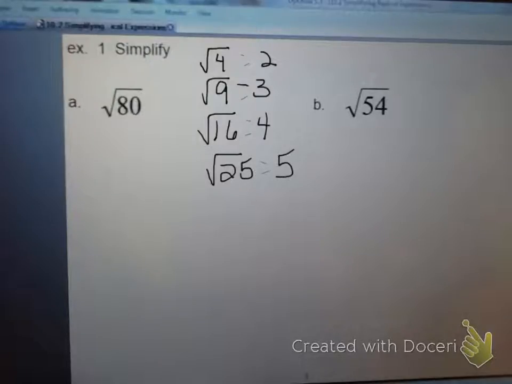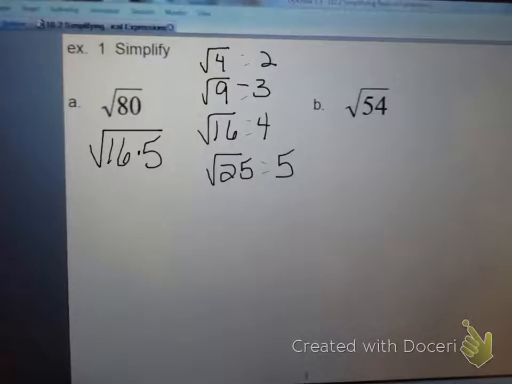Now, does 4 go into 80? Yes, 4 goes into 80 20 times. But we can break that down bigger. You can have a larger factor. 9 does not go into 80, but 16 goes into 80. How many times? 5 times. So we're going to break that down to 16 times 5.